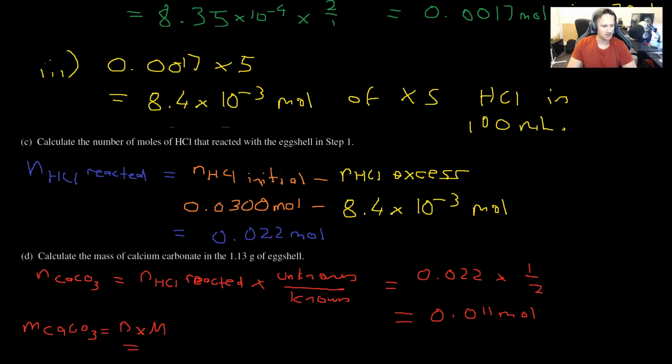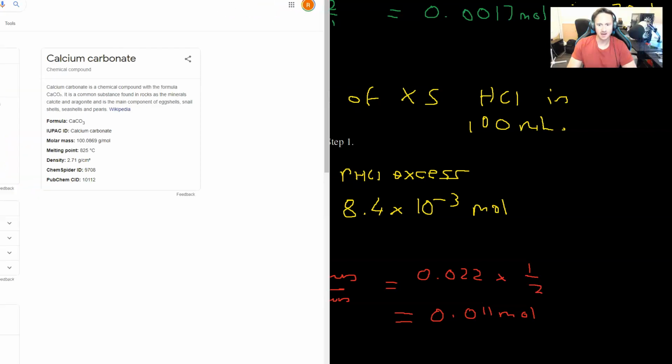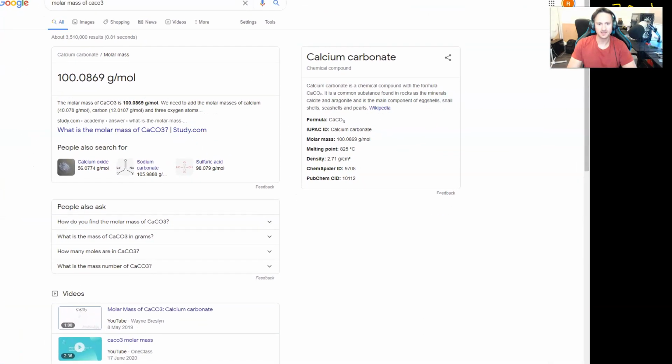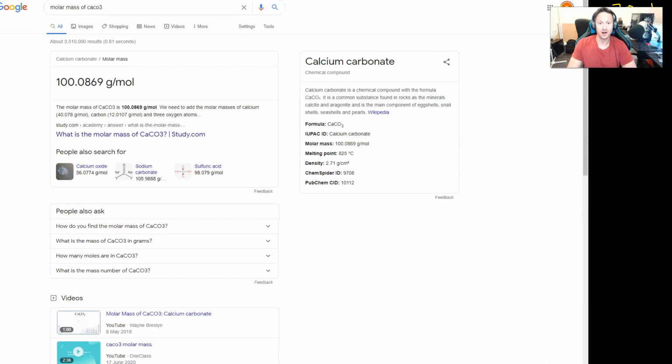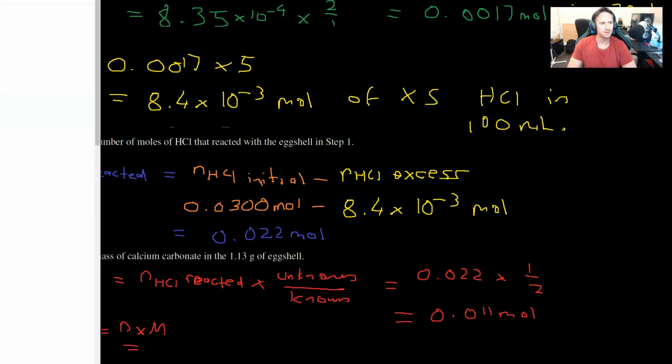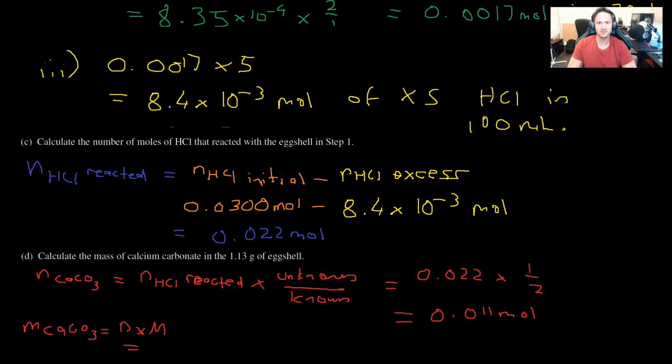Now I'm just going to cheat here and Google the molar mass of calcium carbonate. So let's get that over here. Molar mass of calcium carbonate, 100.09. So we'll just roll with that. But you need to know how to calculate molar mass. So we have 0.011 times by 100.09 grams per mole. And that will give us 1.1 grams of CaCO3.